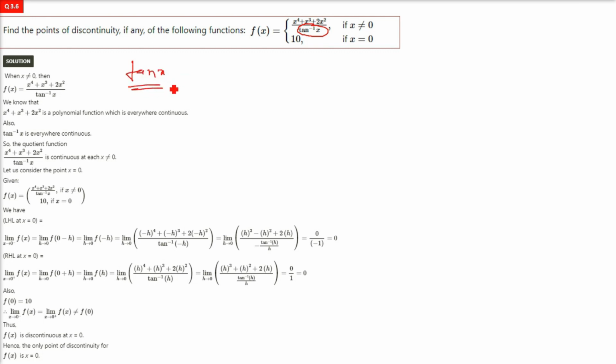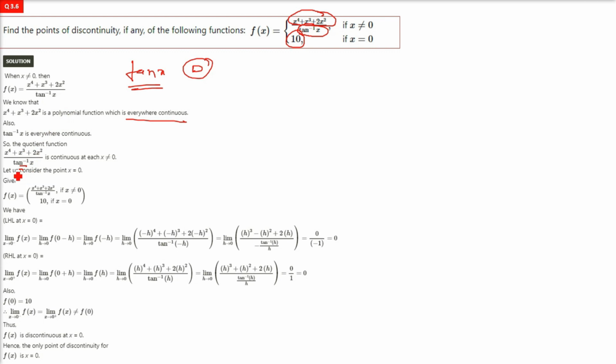tan x is continuous not everywhere but at a domain. Sin x and cos x, they are continuous everywhere. Tan x is not continuous everywhere. It is continuous at a particular domain. This needs to be very clear. The polynomial function, of course, the numerator is continuous everywhere. But tan inverse x, when we talk about the domain, since we know that sin inverse x, for example, has minus 1 and 1 as its domain.